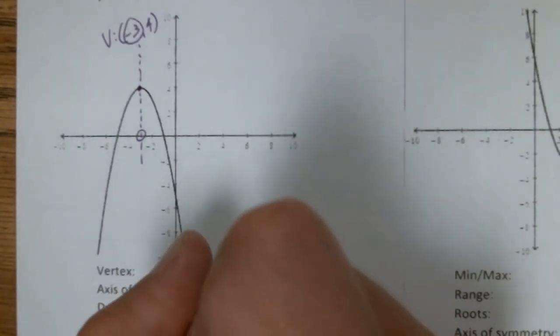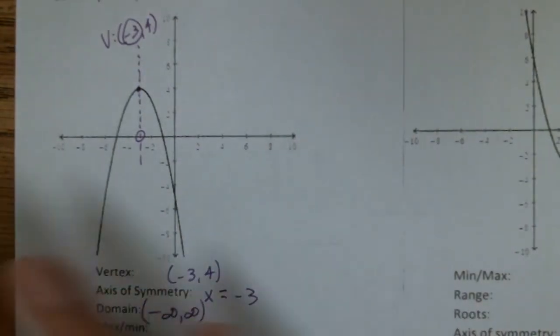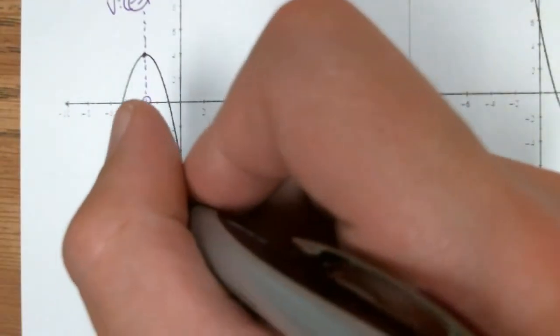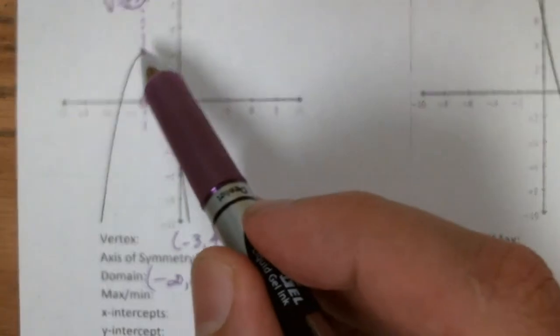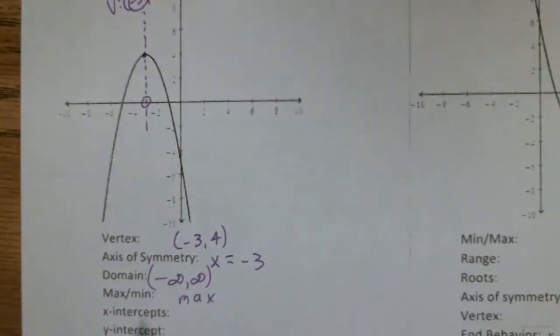Domain, guys, is always negative infinity to infinity. Don't even think about it. Just boom, always. You always have x values on any quadratic. Max or min, this is a max. My roller coaster goes up and it reaches a high point, max, high point, and comes back down. So that's a max.